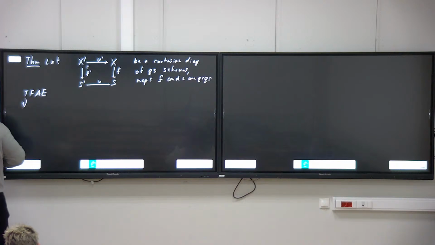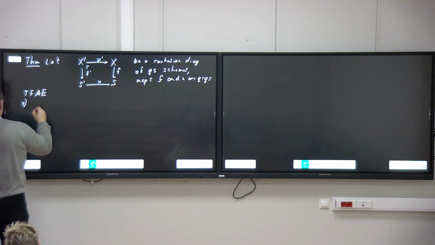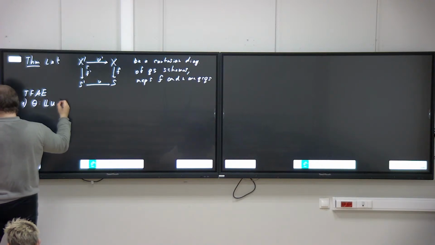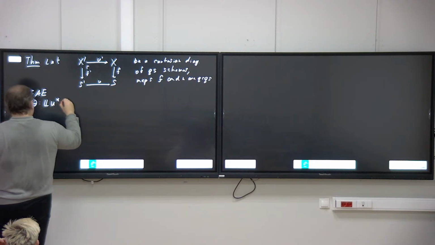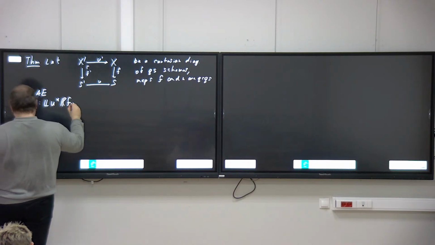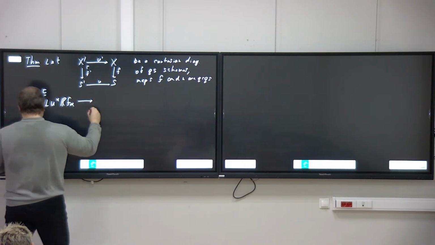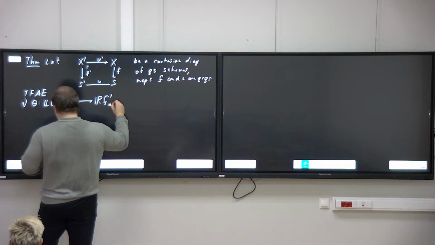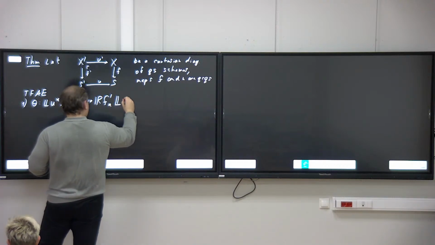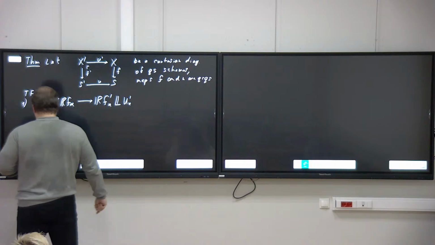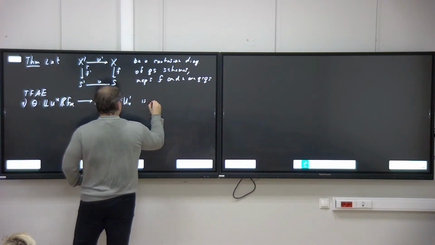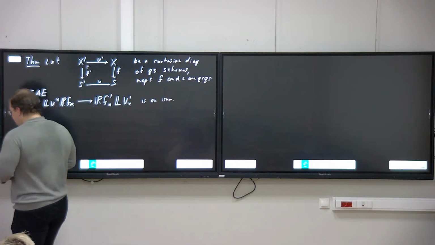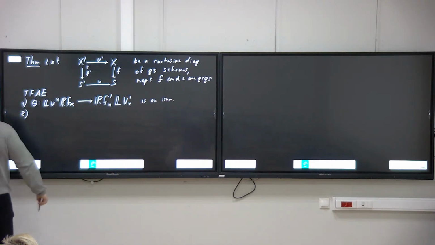So the first condition is that the base change map is an isomorphism, so the base change, I call it theta. That's the map from the pullback by u composition with the push forward by f, to the push forward by f prime composition with the pullback by u prime. So this is an isomorphism of functors.